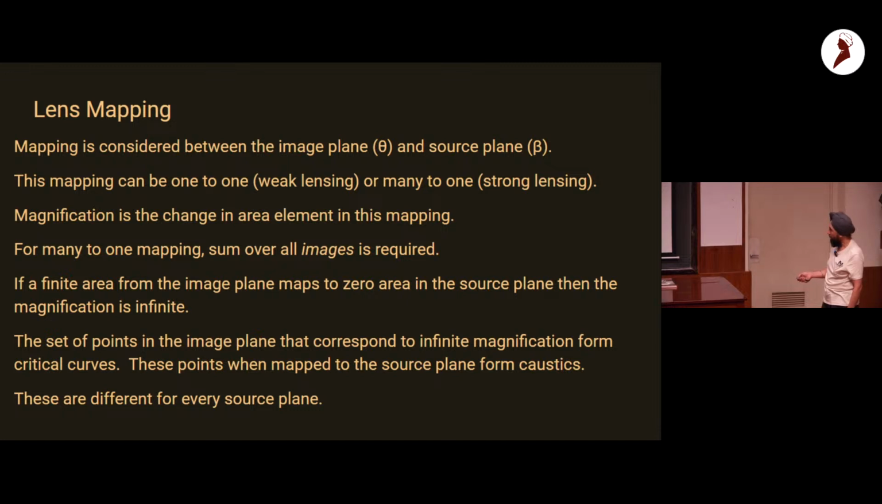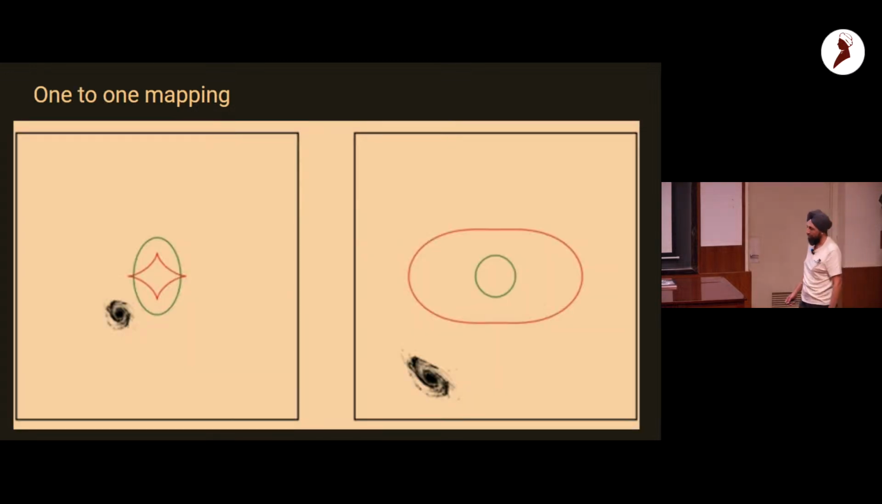So the set of points in the image plane that correspond to infinite magnification, they form what are called critical curves. I will show you examples of that. And these curves, when mapped to the source plane, they are called caustics. And of course, this mapping has to be done differently for each source distance and hence each source plane. So this is an image from a simulation. On the right-hand side panel, you are seeing what you would observe in the sky. On the left-hand panel, you are seeing how the source is actually located.